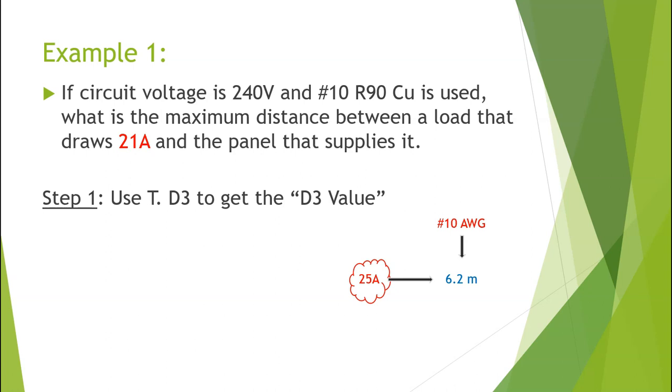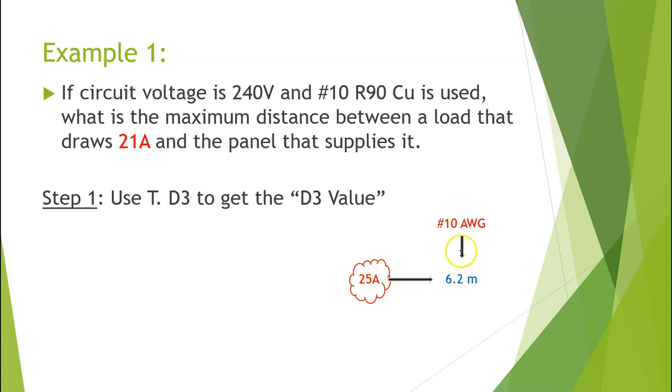So the first thing we have to do is go to table D3 and get our D3 value. To do that, we use our current and our wire size from the question. Now when we go to table D3, we'll notice that there is no option for 21 amps. And therefore, what we must always do is go to the next available higher current that is in the table. That means that when I actually do my calculation in table D3, I would select 25 amps as my current and go across at that row.